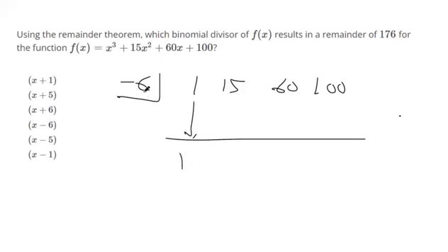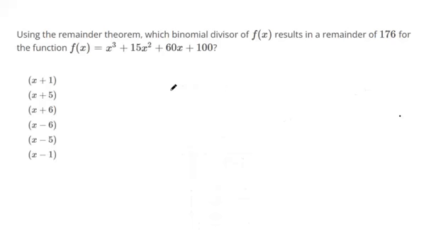Carry down the 1. -6 times 1 is -6. And then add them up. -6 times 9 is -54. Then add them up. -6 times 6, this definitely won't have a remainder of 176, right? Oh, so we got to keep going. We'll get really good at synthetic division after this problem.